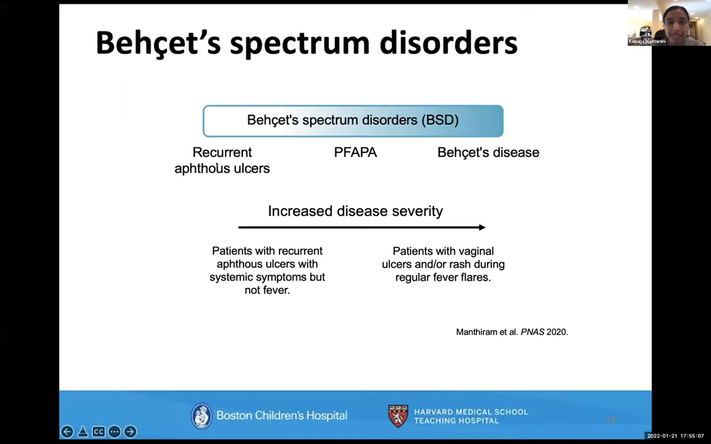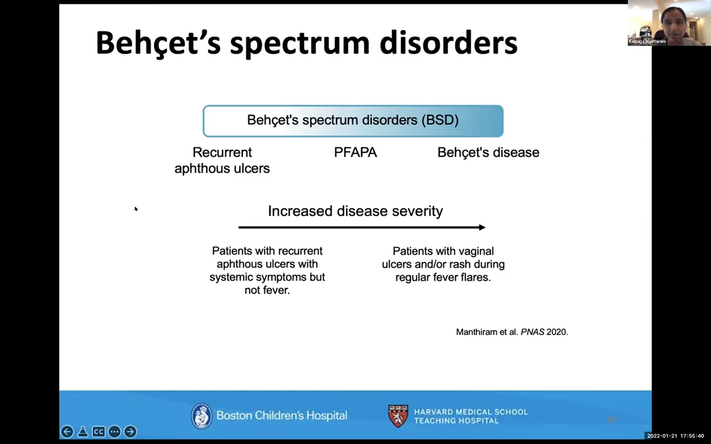The commonality of genetic risk variants for these three disorders, we believe, puts them on a common spectrum. So we propose to call that spectrum the Behçet spectrum disorders. So on the Behçet spectrum, we have Behçet's disease on the most severe end. And on the mild end, we have recurrent aphthous ulcers. And then in the middle, there is PFAPA. So there's increasing severity going up on the Behçet spectrum.